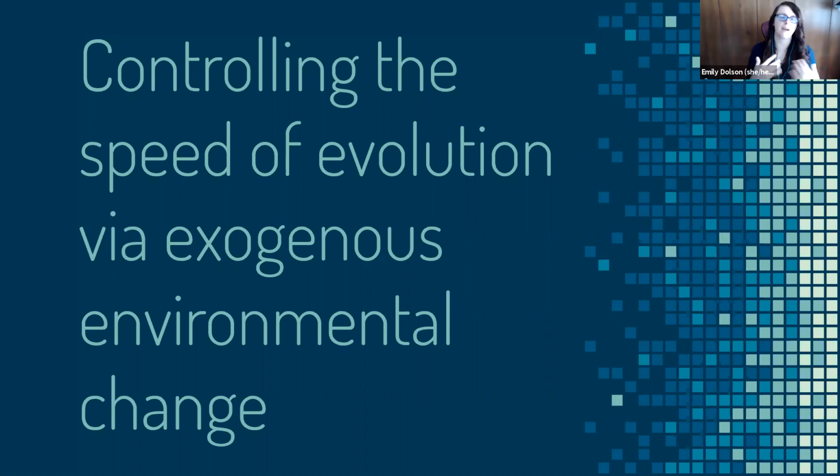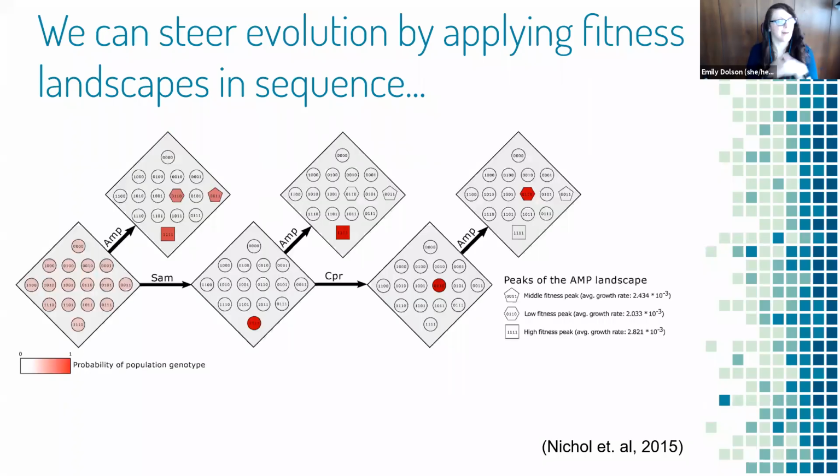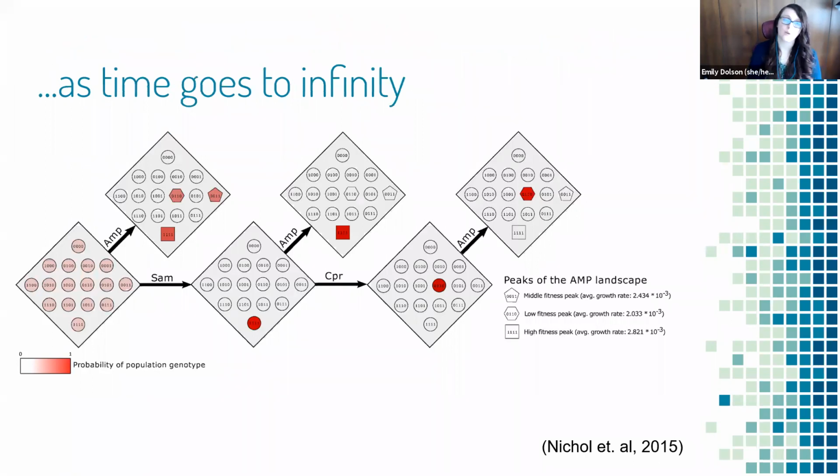And so this is going to be about controlling the speed of evolution. So this is dealing with that fourth step in that list that I gave you, which, just to situate ourselves, I was saying, we can indeed steer evolution by applying these fitness landscapes in sequence, but there's a problem, which is that this only works as time goes to infinity.